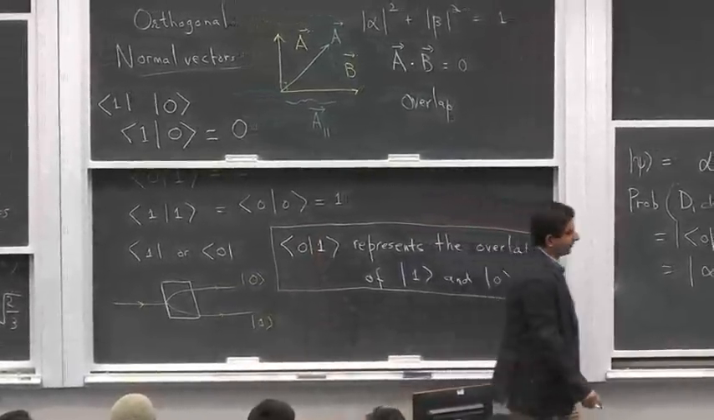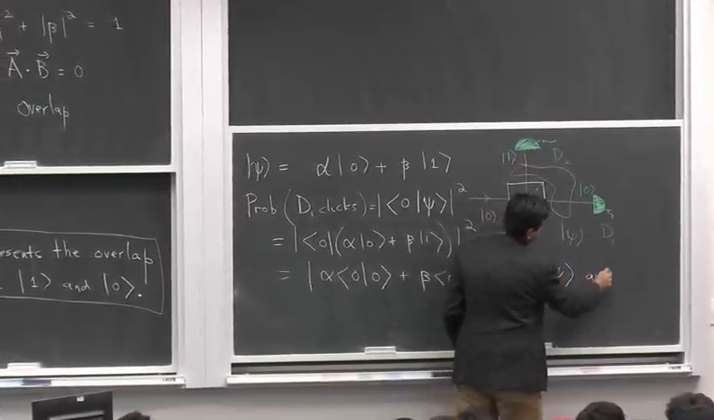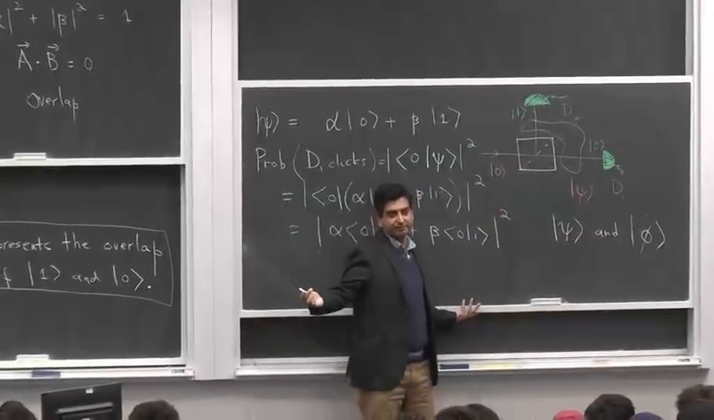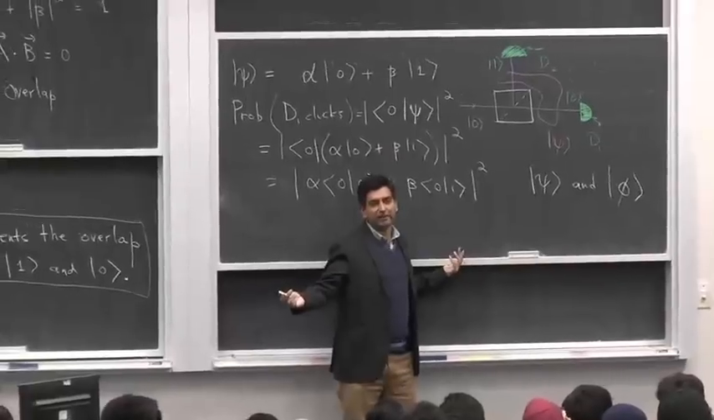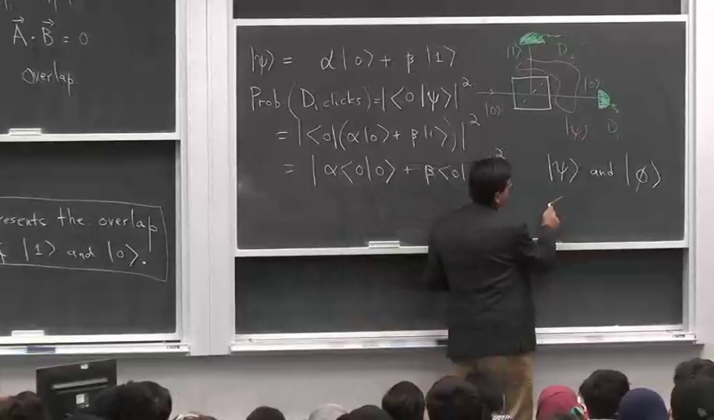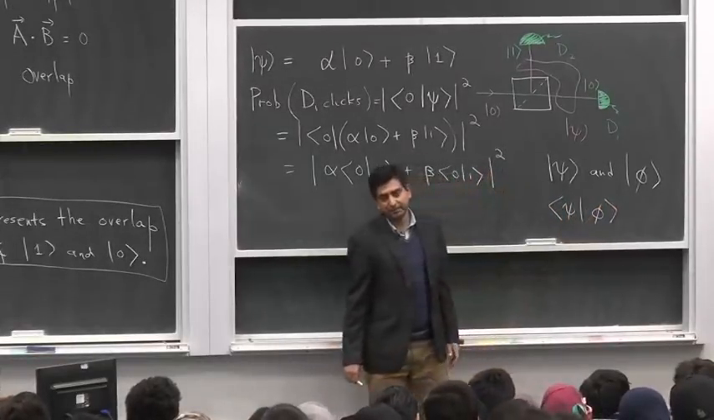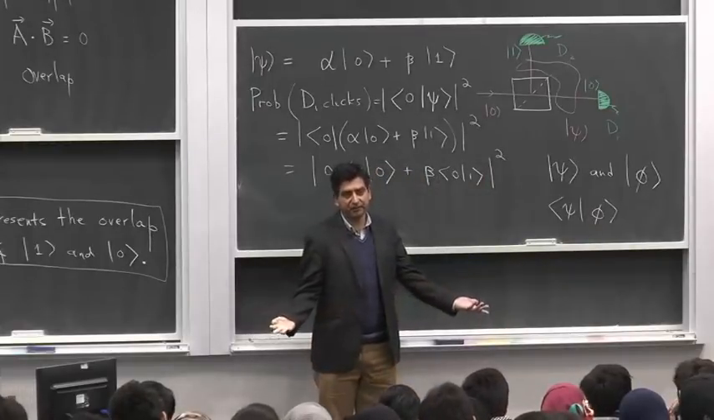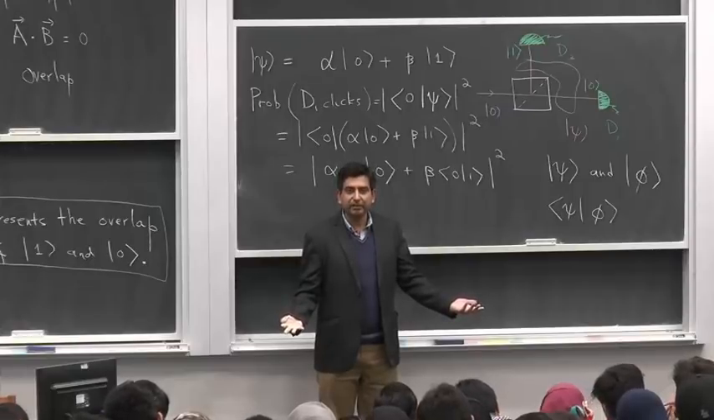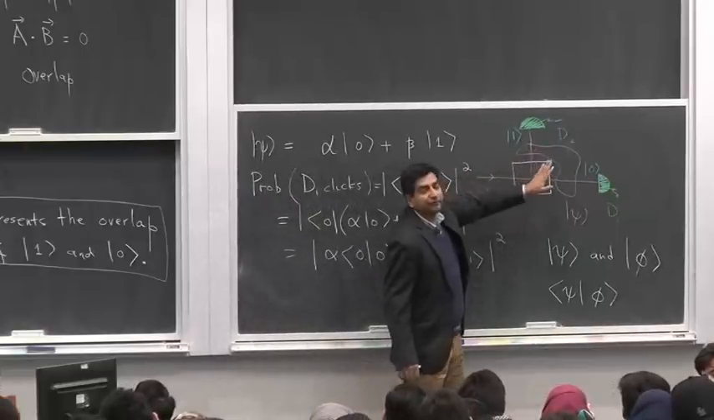If I have two states, psi and phi, any two states, I want to find the overlap of these states. What would I do? I would just put one of them in a bra and the other in a ket. This is the symbol for the overlap. This is my definition of an overlap. This is how I am representing overlaps.